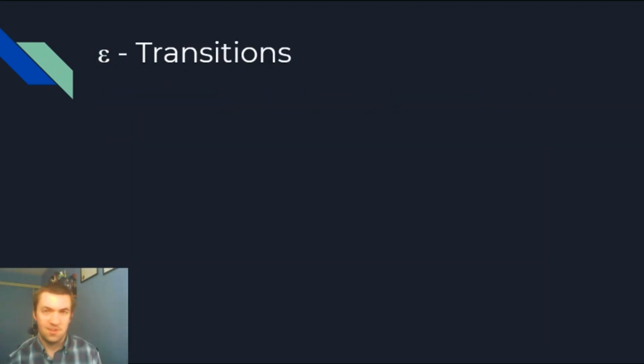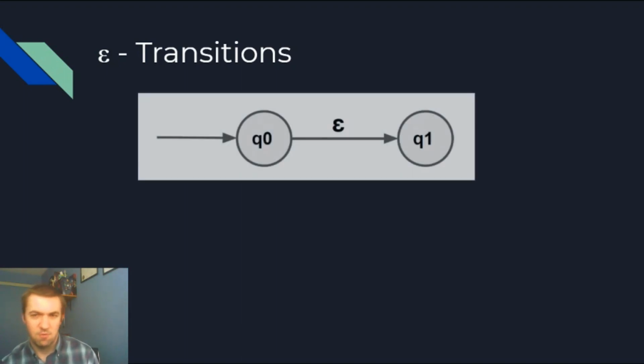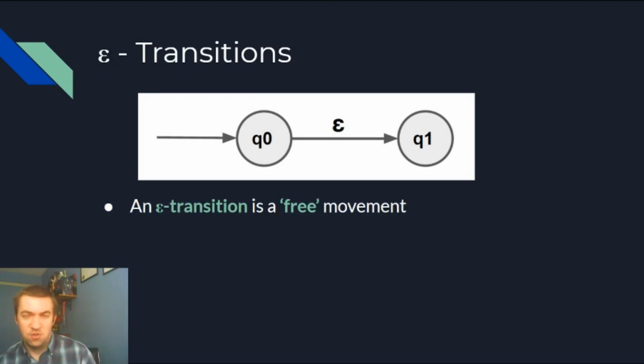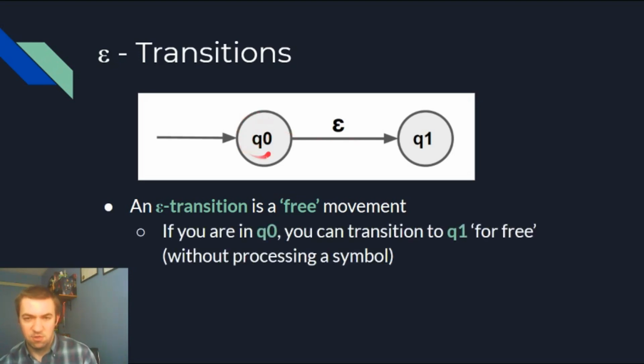Let's talk about another potential component of an NFA, which is an epsilon transition. So reminder that epsilon basically means the empty string, so it means that there's no character being passed here. An epsilon transition is what you could call a free movement. If you're in Q0 in this diagram and you want to proceed to Q1, you can do so without spending any characters, without processing a symbol. You can transition for free, which is what this symbol means here.